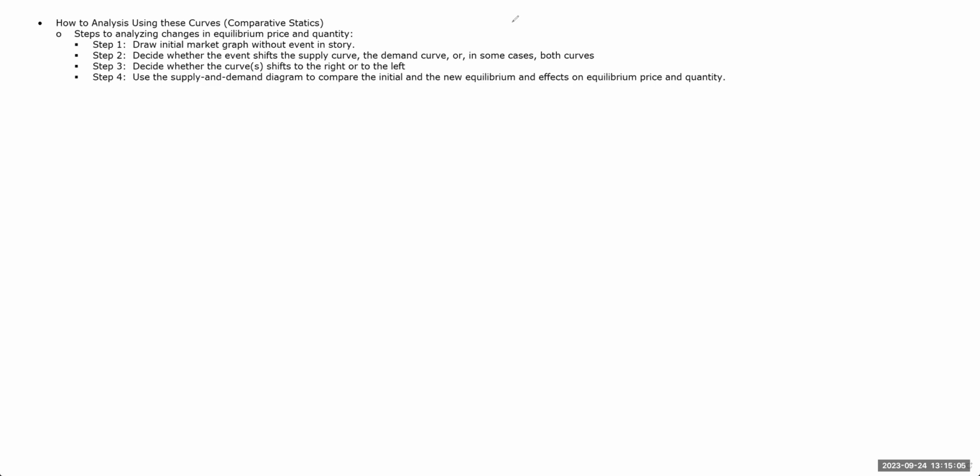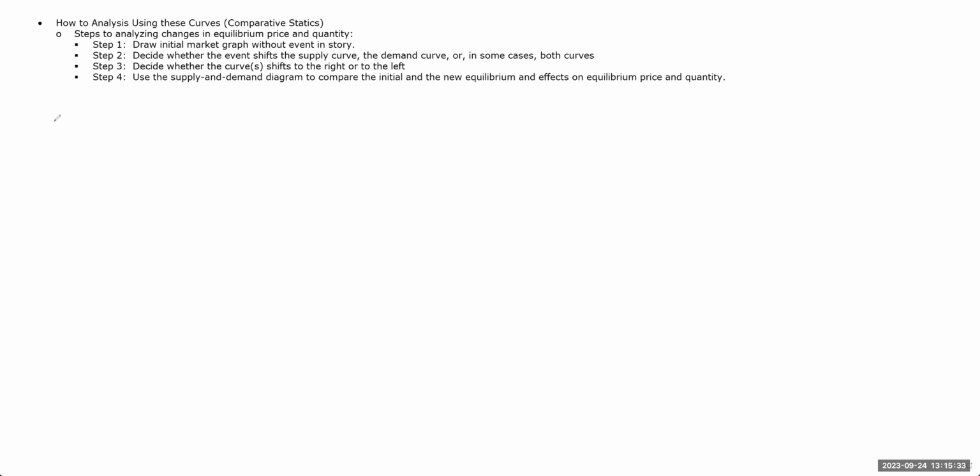Okay. After you shifted the supply and demand curve, then use the supply and demand model and compare and contrast the initial equilibrium to the new equilibrium and see what happened to equilibrium price and quantity. Did the equilibrium price and quantity go up or down? Did it stay the same? That's the goal. All right, so let's do this.